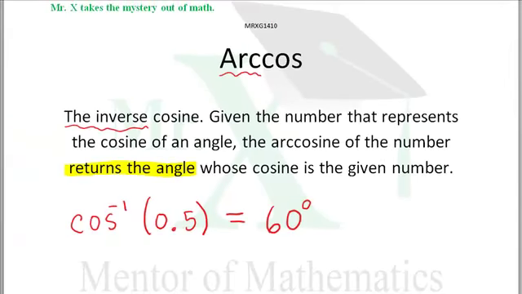There's one more little wrinkle here. Because there are two values between 0 and 360, two angles for which the cosine is a half, then the arc cosine of a half could also be 300 degrees.